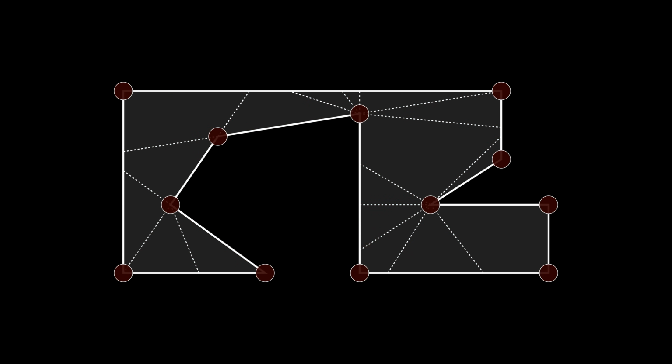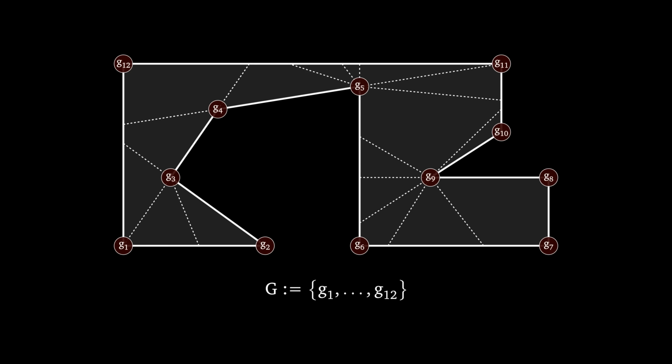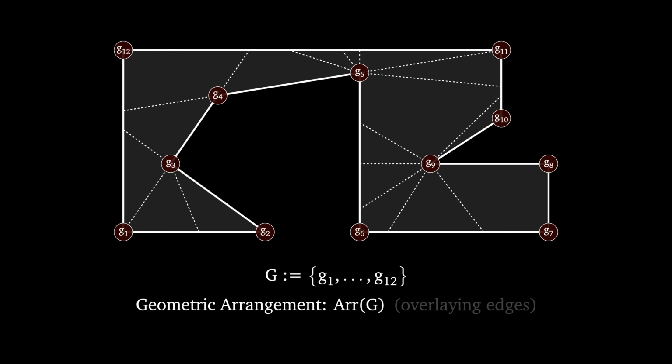Furthermore, let us label the guards from G1 up to G12, and let us define the set of all possible guard positions as G. The overlapping visibility polygons, specifically the overlapping edges, define the arrangement of the guard set G, denoted by R of G. Such an arrangement can obviously be created for any polygon with a finite set of possible guard positions G. This geometric arrangement divides our polygon into disjoint polygonal faces, here labeled from F1 up to F17.